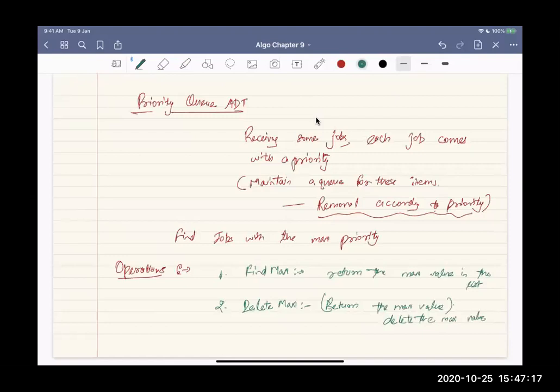And when you delete the maximum, you have to maintain the data structure. What is the operation you can think of? You see, you may have new jobs coming in. So you also have to take care of insert. Whenever you have to insert a new job, and by the way, these three are the main operations for the priority queue data structure.